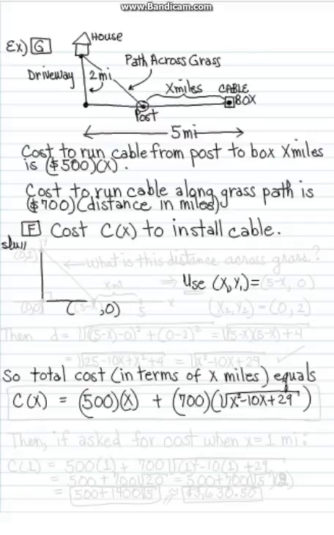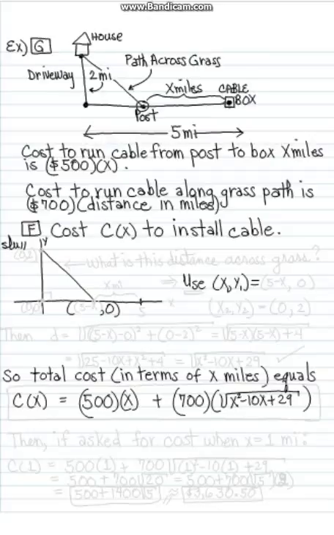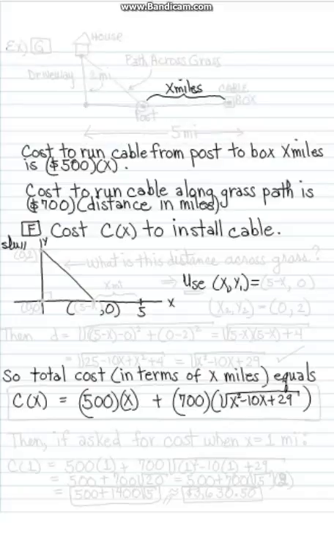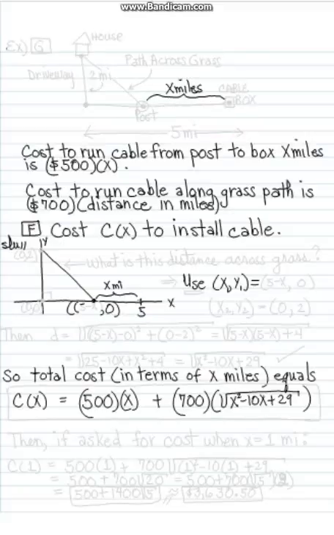Let's draw the picture of the triangle without the house. Ignore the flashing thing at the top if it's bothering you. Here's our y-axis, our x-axis. Here's the distance 5. And we form this right triangle. It's x miles from the post to the cable box.